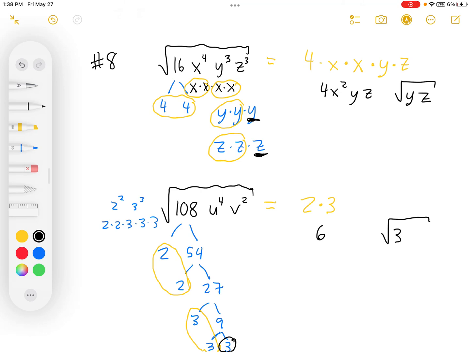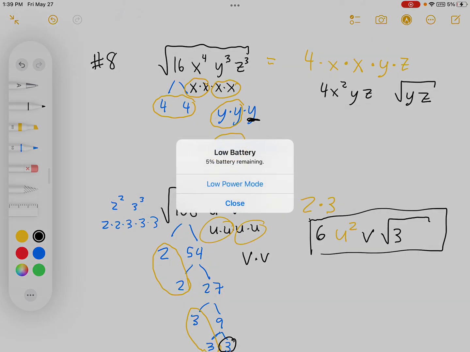Let's go ahead and look at our u's. I see once again that we have u to the fourth, so that means 2 pairs. U times u times u times u. We have 2 pairs of u's. That will be u squared. 2 pairs of u's means u times u outside of our radical. And we have v squared. That's going to be v times v, giving us a single v on the outside of our radical. And that is our answer.